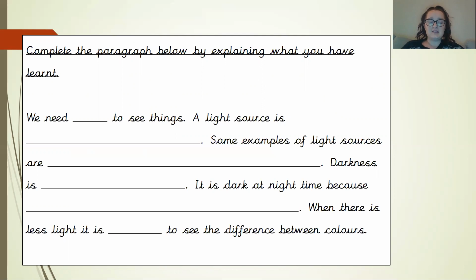The next part. It is dark at night time because, why is it dark at night? Think about all those different sources. When there is less light, it is what to see the difference between colours. And that is your final activity for today.